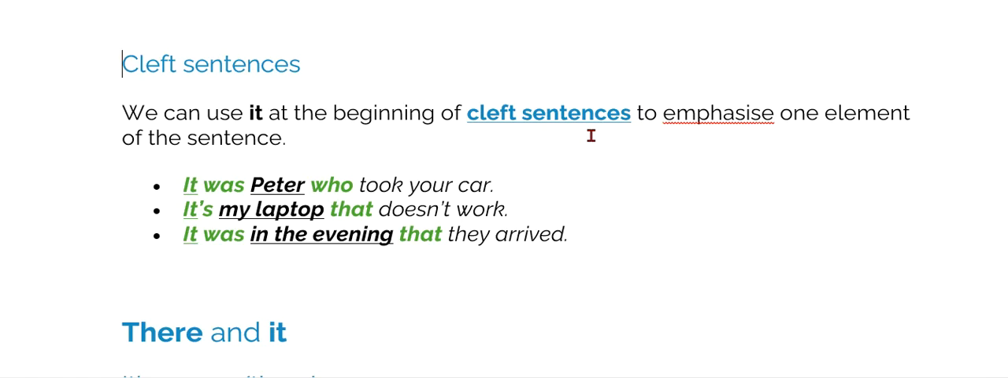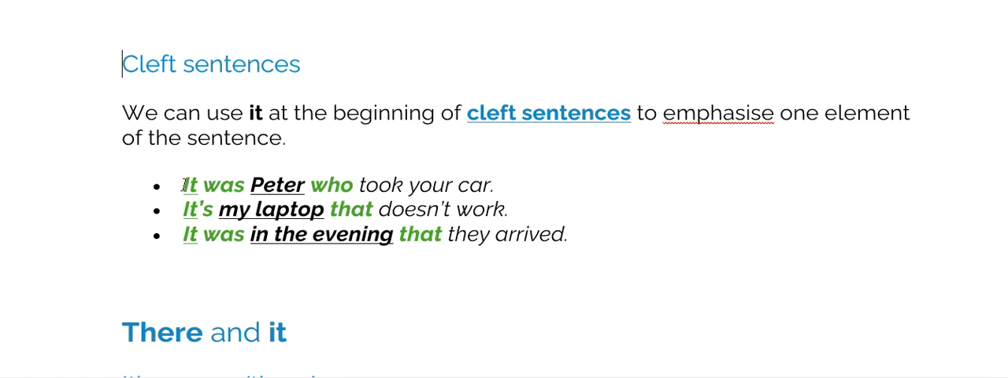They have different forms and structures. But now I just want to talk about one of its forms. I mean, using it at the beginning of a cleft sentence as a preparatory it. But anyhow, the use of a cleft sentence is to emphasize one part of a sentence.